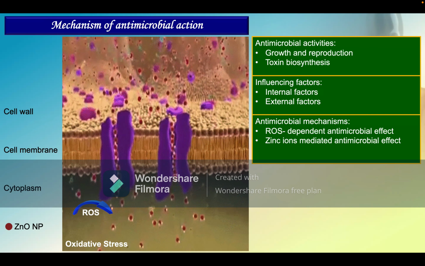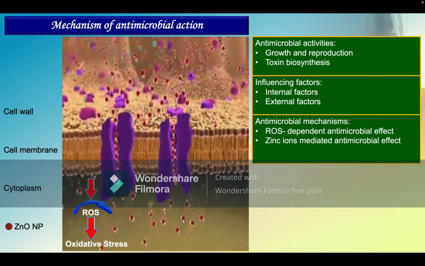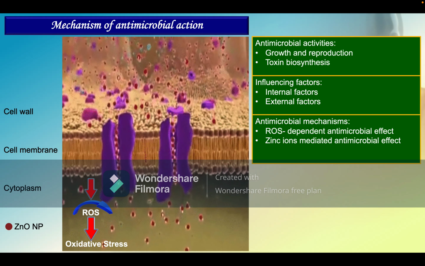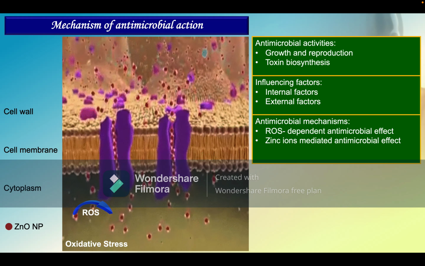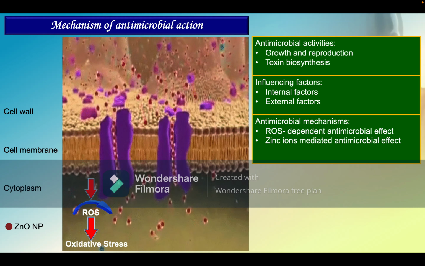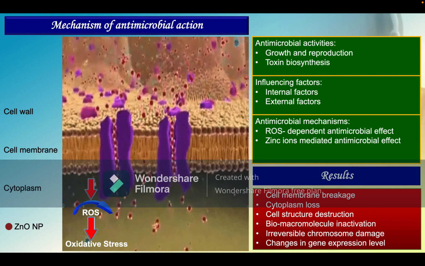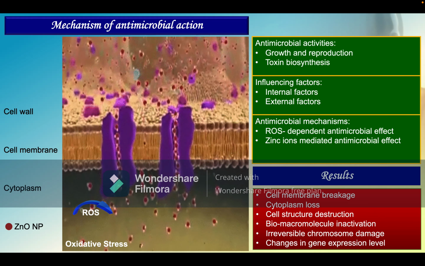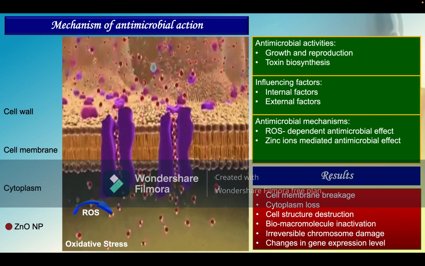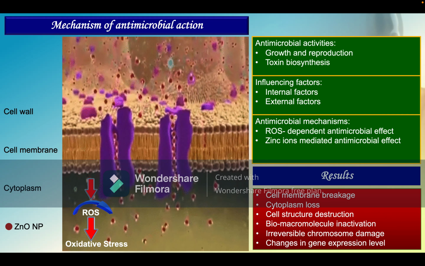It was observed that zinc oxide nanoparticle can enter the cytoplasm through the cell wall and cell membrane and thereby generate zinc ion, which can form reactive oxygen species like hydroxyl radical and singlet oxygen, and in turn they stimulate cell death. They can cause breakage of the cell membrane, cytoplasm loss, cell structure destruction, biomacromolecule inactivation, irreversible chromosome damage, and changes in the gene expression level.